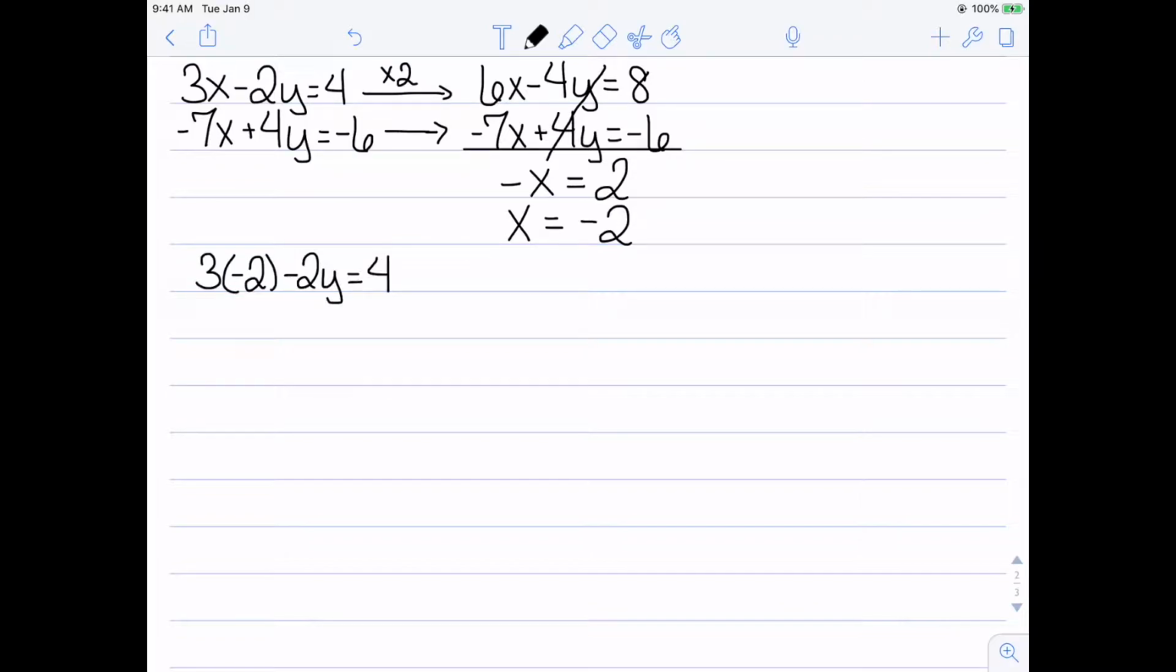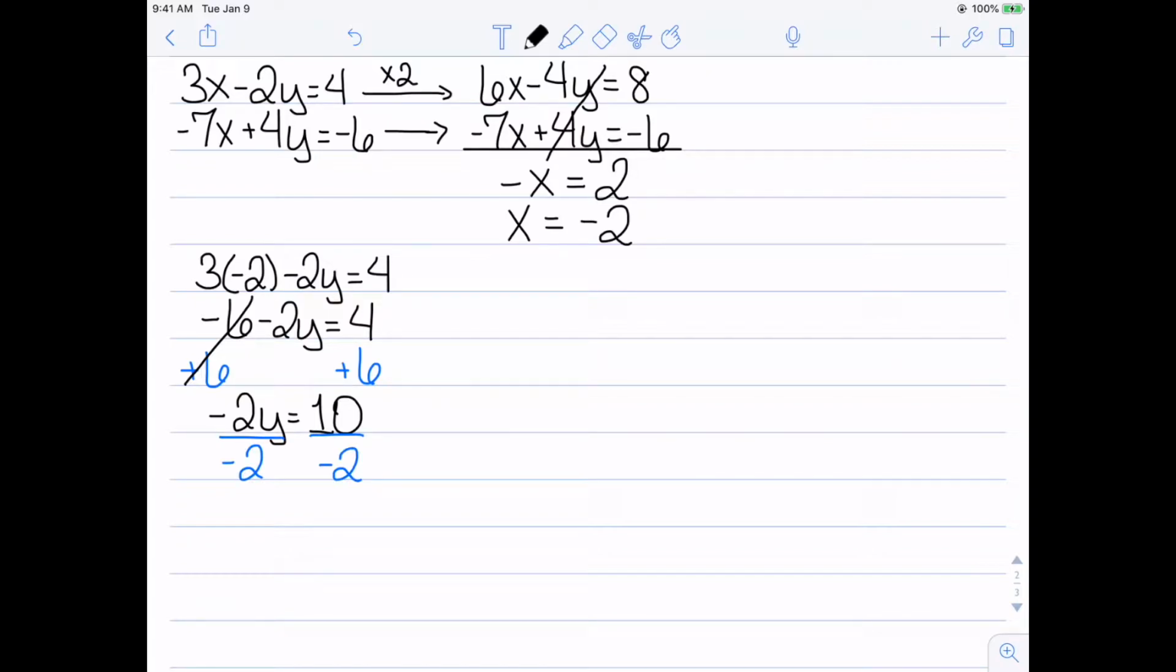My first equation said 3 times x, which we just said was negative 2, minus 2y is equal to 4. Simplifying that gives me negative 6 minus 2y is equal to 4. I then need to add 6 to both sides. When I do, I get negative 2y is equal to 10. We can then divide both sides by negative 2. And when we do, we get y is equal to negative 5. So I now have my solution of negative 2, negative 5. Let's look at one more example.